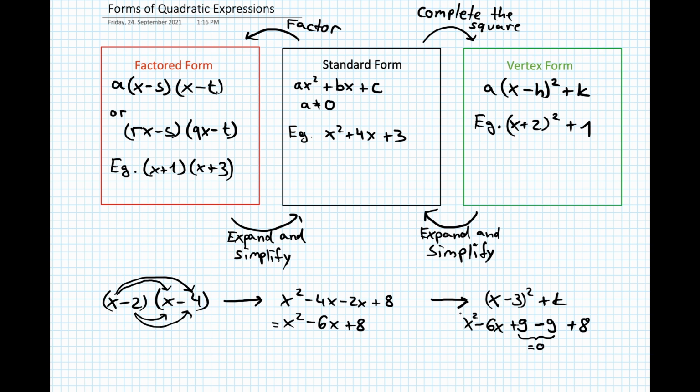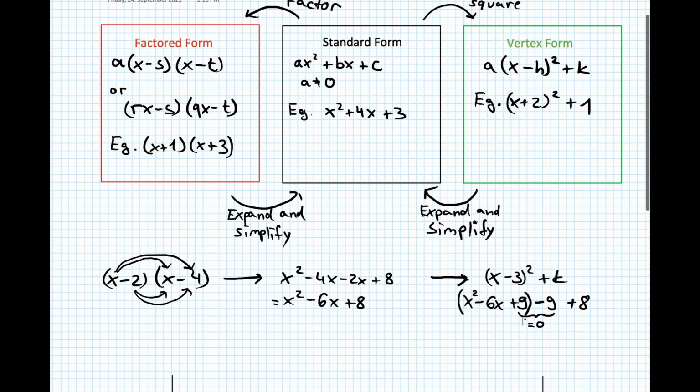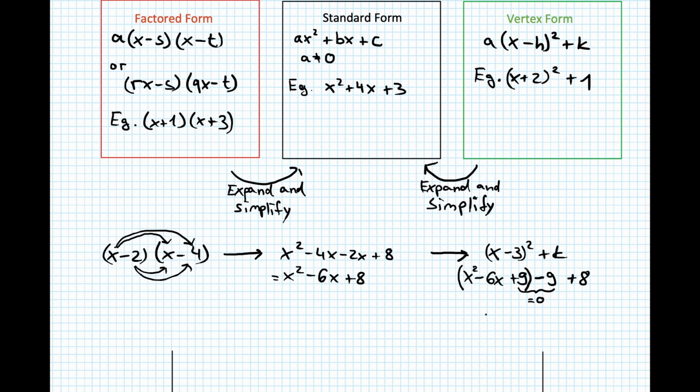So this expression here, in parentheses, that's the (x - 3) all squared. And then our k has to be -9 + 8, which is -1. And that's our vertex form.